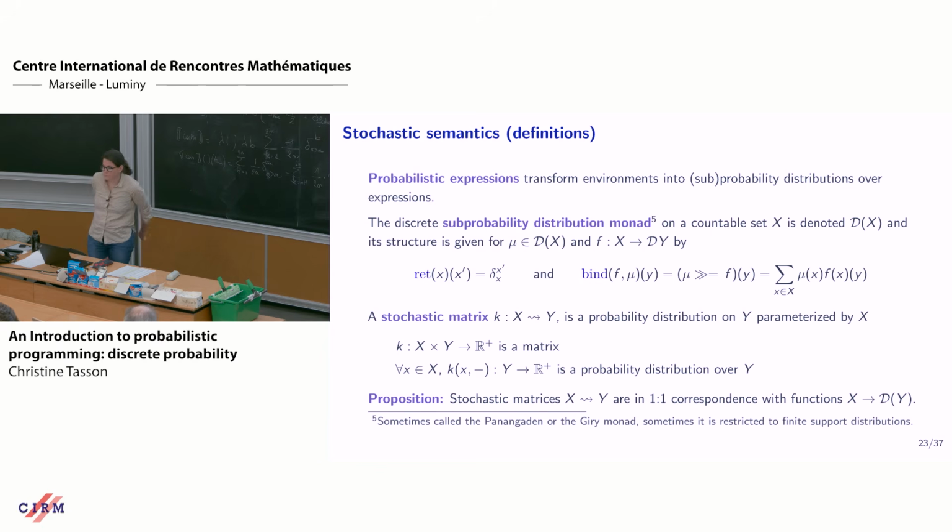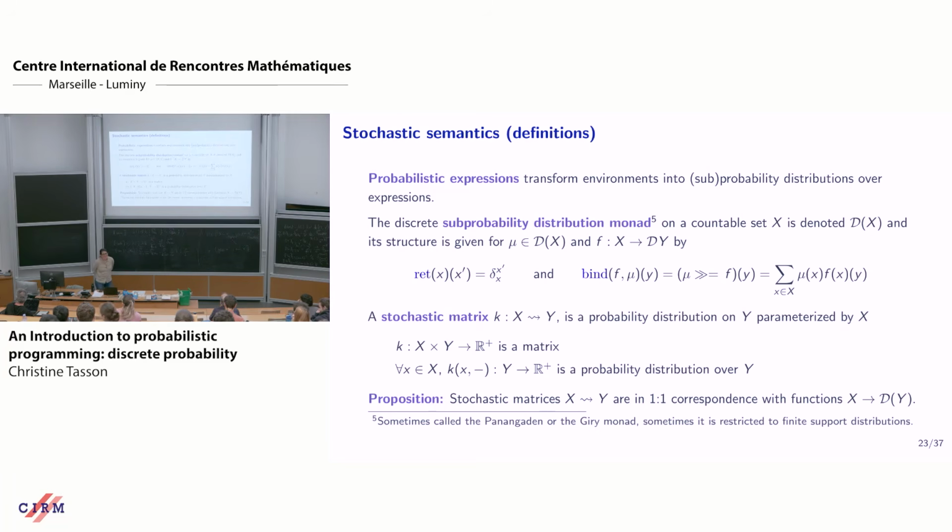Okay, so now the stochastic semantics. We will use the subprobability distribution monad. Why? Because my expression will transform an environment into a subprobability distribution over the expressions. Okay? I evaluate my expression E in an environment gamma, and what do I get? A subprobability distribution of expression, and at the end of the day, after several steps, I will get a subprobability distribution over values of type E.